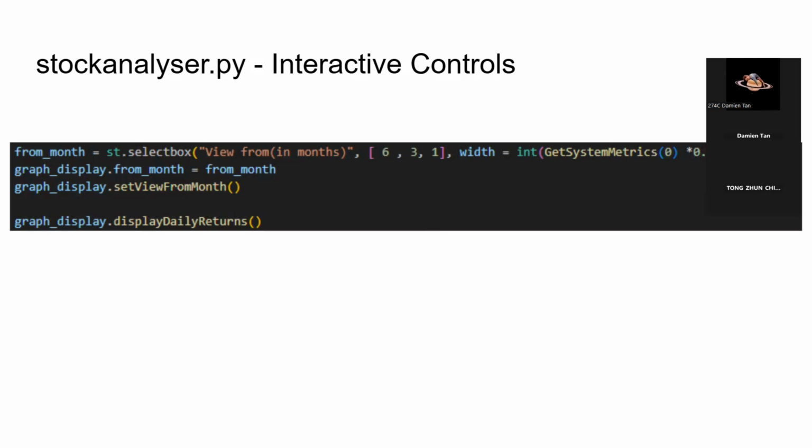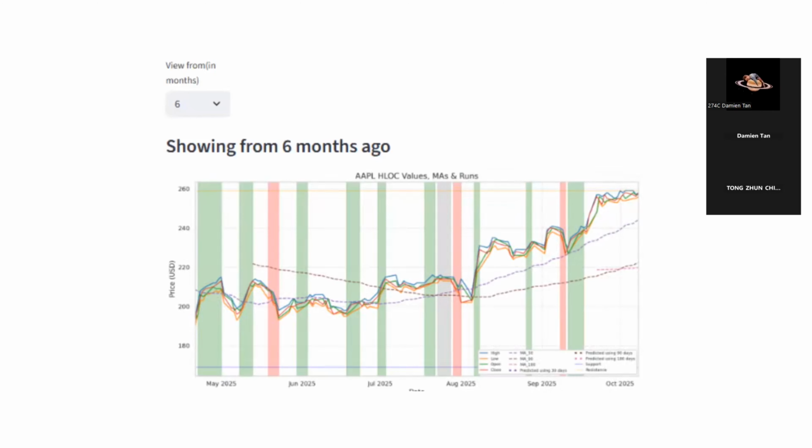And lastly, the graph for the stock's daily returns will also be displayed to the user. Here is a screenshot from our Streamlit web application where the stock analysis graph will be displayed based on the time window that the user wants to view from, which is 6 months.